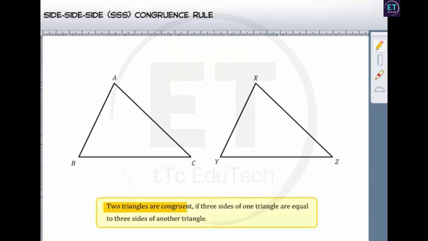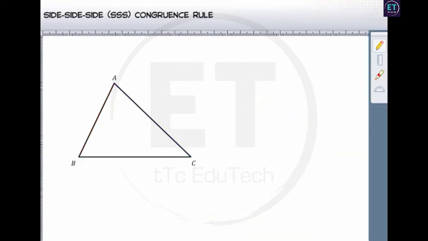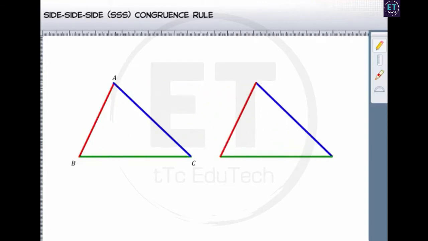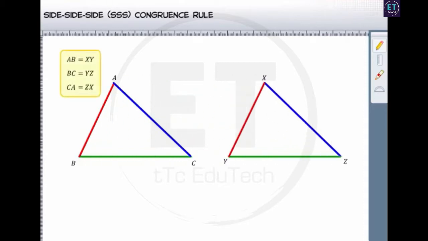Two triangles are congruent if three sides of one triangle are equal to three sides of another triangle. This is referred to as the side-side-side or SSS Congruence Rule. This can only be proved by construction. Consider triangle ABC. We'll now construct triangle XYZ by using the sides of triangle ABC. On comparing, we see that the respective sides are equal. Therefore, the triangles are congruent.